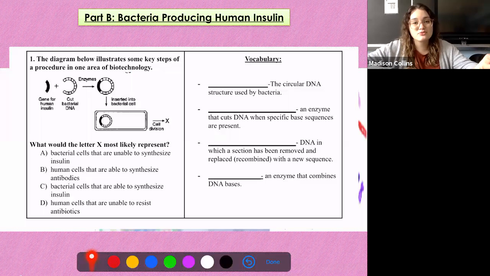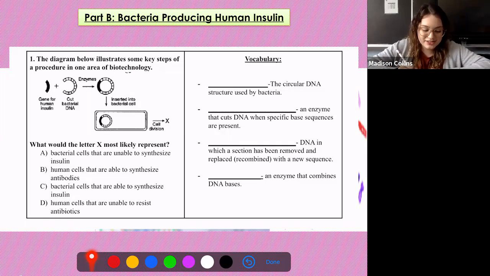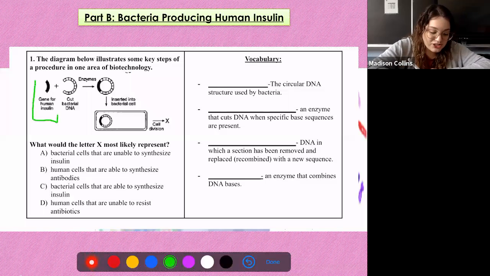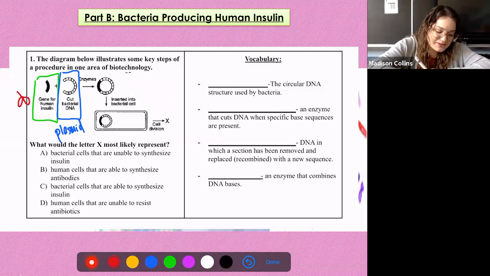Right, so I've got two more things for you guys before I let you go. And that is number one, we've got a question. The diagram below illustrates some key steps of a procedure in one area of biotechnology. This is that same insulin example I gave you guys earlier. So we cut out the human gene for insulin. We cut the bacterial DNA, right? This is known as a plasmid. And remember, what enzyme did we use to cut out those things? We used our friends, the restriction enzymes.